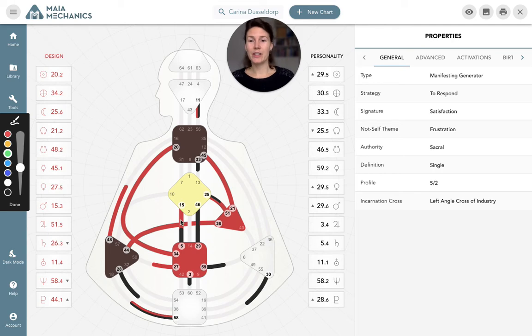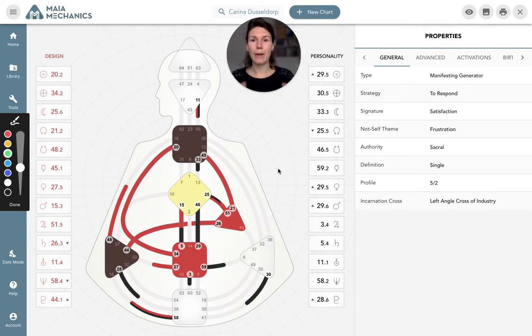So as you can see, there are a lot of channels, a lot of pathways, 64 in total. So it's really different for everyone how these centers are connected or how they are designed in your unique chart. And if they're colored in via a specific channel, it means that you have consistent energy, or this specific energy is consistent within you. You have access to that 24/7.